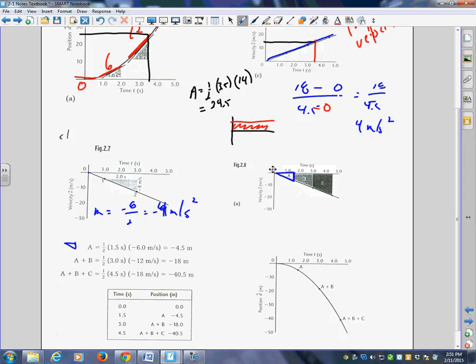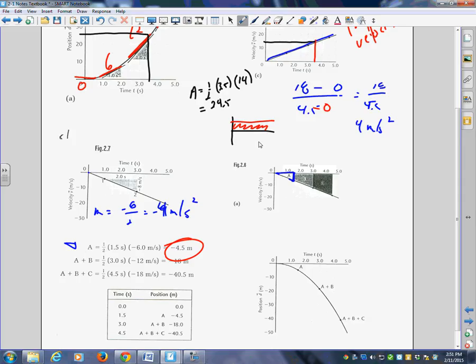So the base is from 0 to 1.5, so it's 1/2 times 1.5, and the height is -6 because it goes down to -6. So the displacement after 1.5 seconds is -4.5. See that right there?